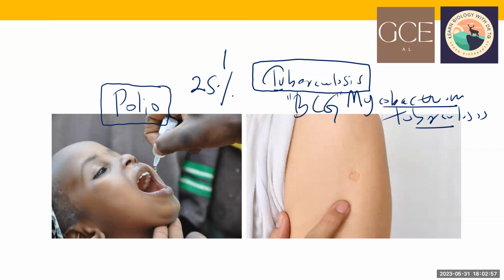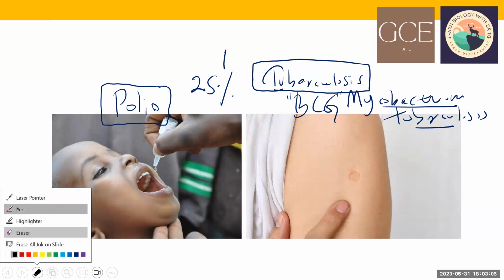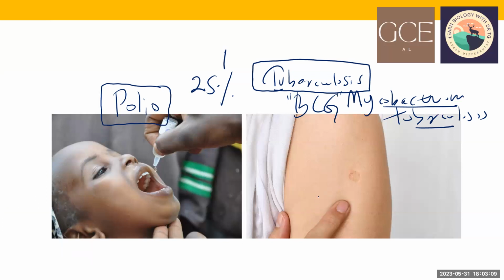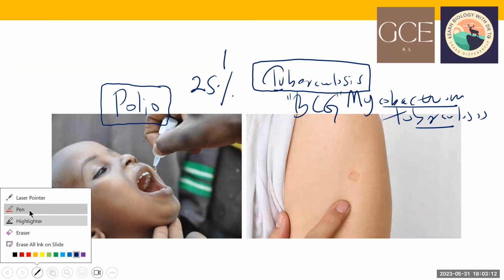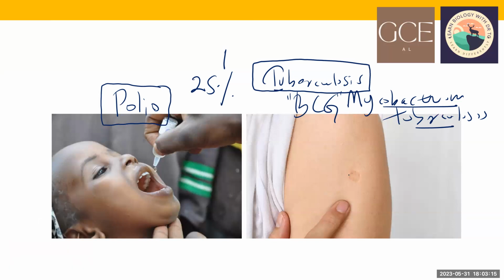you can check other parts of the body like the legs, thigh area, because some people nowadays, because of the small scar here, for aesthetic reasons, can also use the thigh area for vaccination. Even if there's no record of this BCG vaccine, there's nothing you can do, because the BCG vaccine is not effective in adults, or even after the first few weeks. It is not effective.